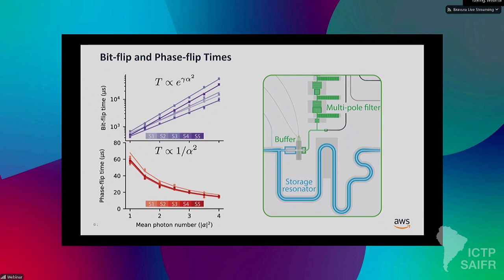Just before that, this is what we got for the single cat performance. We see an exponential improvement in the bit flip time of each one of the resonators. It goes from the 70 microseconds I mentioned up to about a second in the experiment. And here you have the 1 over alpha squared behavior with mean photon number for the phase flip error, which we also expect from theory.